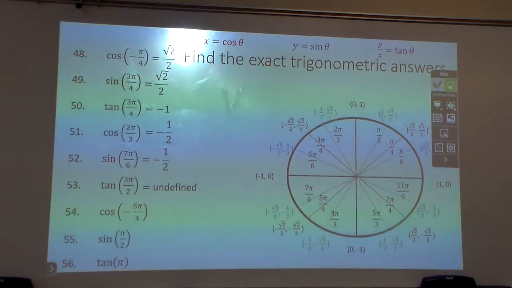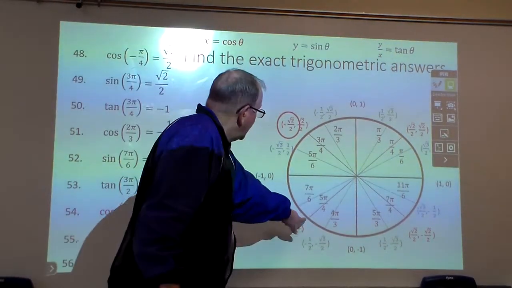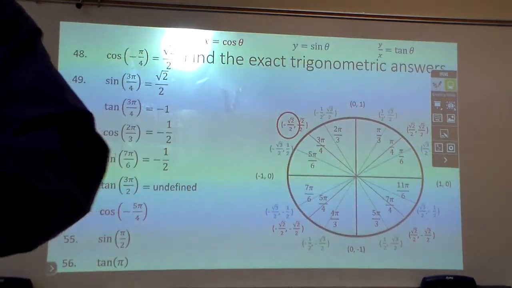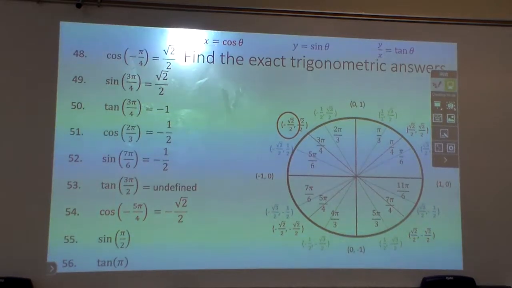Okay, cosine at negative 5 pi over 4. Notice, if positive 5 pi over 4 is here, then negative 5 pi over 4 would be right up there. Cosine is x, so it's the negative square root of 2 over 2. And sine is its y value, pi over 2 is there, so it's just 1. And then to kind of answer your question here, tangent's what? Y over x. This time I have the 0 on top, so the answer becomes 0.